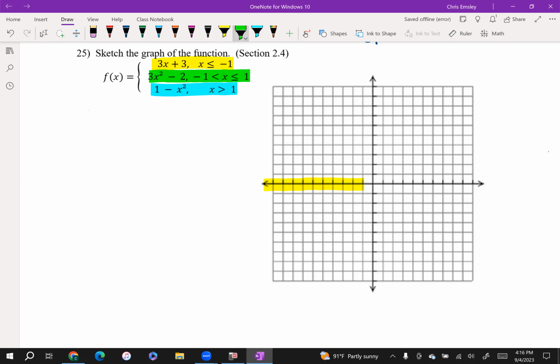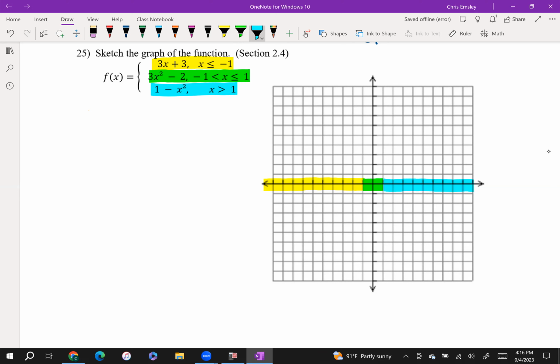That middle function definition, 3x squared minus 2, we're going to use that for x values between -1 and +1, including +1. And then you can see for our final function definition, 1 minus x squared, we're going to use that for x values greater than 1.